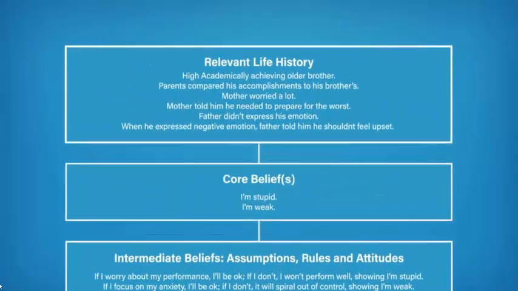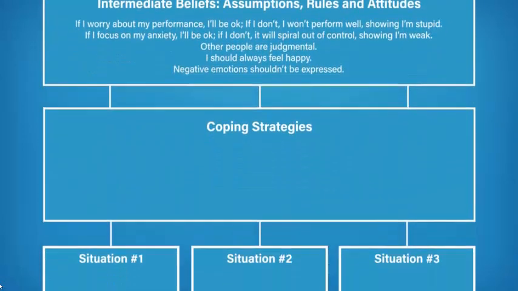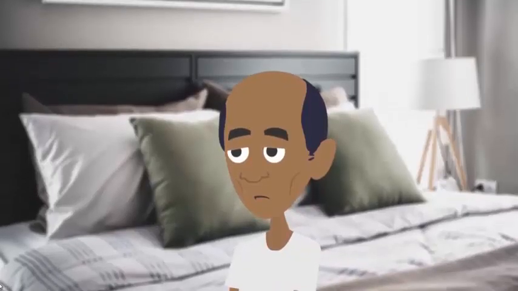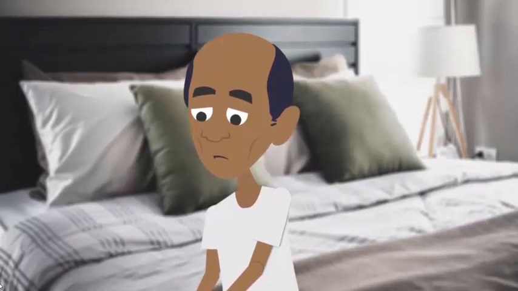Let's skip down to coping strategies. You can think of these unhelpful patterns of behavior as strategies we use to cope with these core beliefs. These can be either observable, such as avoiding an anxiety-provoking situation, or they can be unobservable, like trying not to think about something. Ken learned to cope with his core belief of being stupid in several ways.